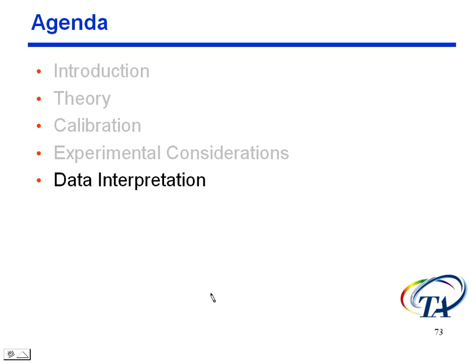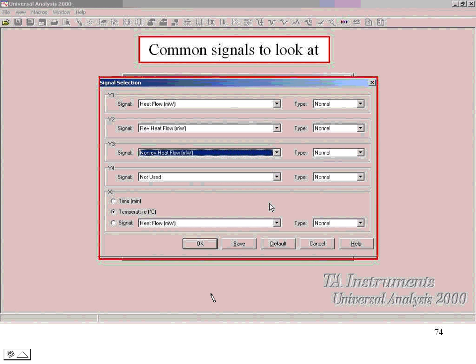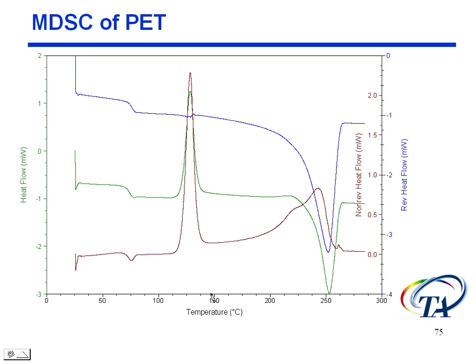Okay, now let's go into the last topic, which is about data interpretation. Common signals that I would look at when I look at a modulated DSC run in Universal Analysis: I would look at heat flow, this is total heat flow. I would look at reversing heat flow, and I would look at non-reversing heat flow. I'd plot those versus temperature, and voila, I get this. So here's my 3 curves versus temperature.